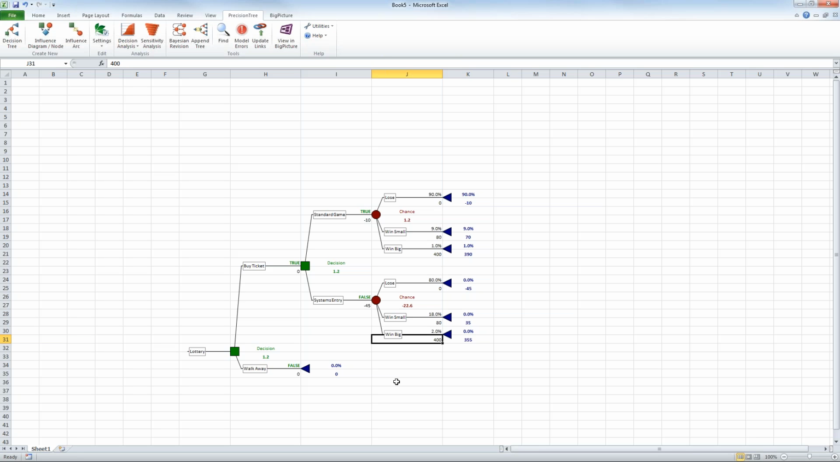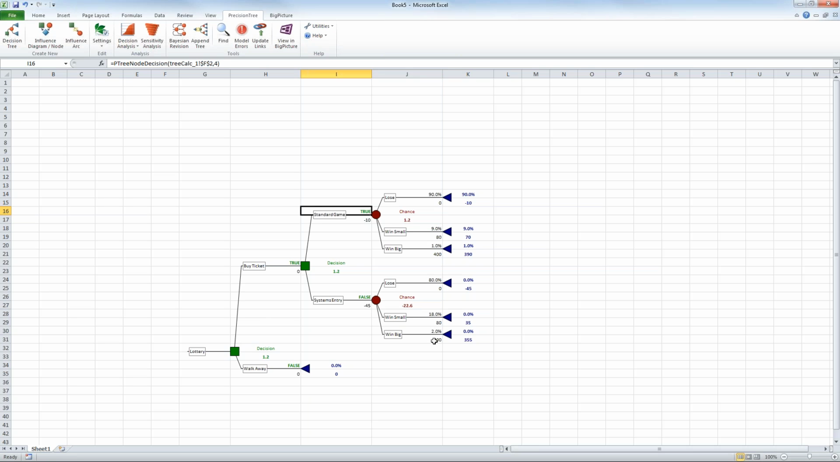So we can see here that PrecisionTree shows the calculated weighted averages, which shows you are still coming out ahead if you choose the standard ticket, because $1.20, which is right here, is greater than losing $22.60. So these values right here are giving you the branch value, that whole section's value, and it's still saying this is bigger than this, so this branch is still going to be the true branch.